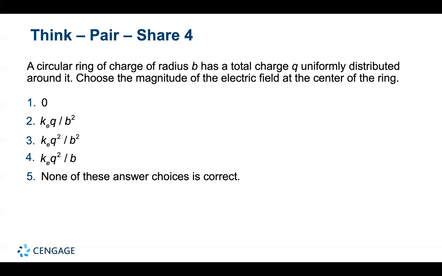So a circular ring of charge of radius b has a total charge Q uniformly distributed around it. Choose the magnitude of the electric field at the center of the ring. And the answer is zero. The reasoning is, if a test charge is at the center of a ring, the force exerted on the test charge by charge on any small segment of the ring will be balanced by the force exerted by charge on the diametrically opposed segment of the ring. The net force on the test charge, and hence the electric field at that location, must then be zero.